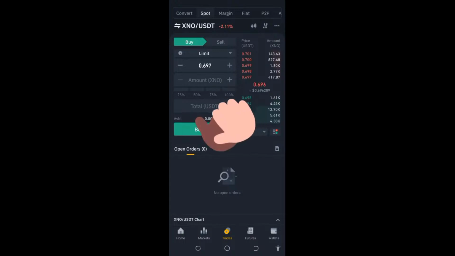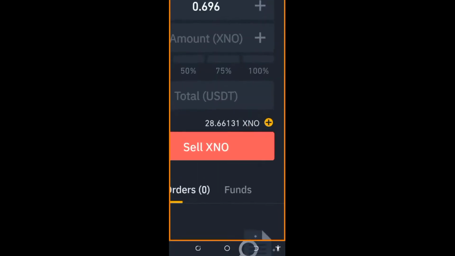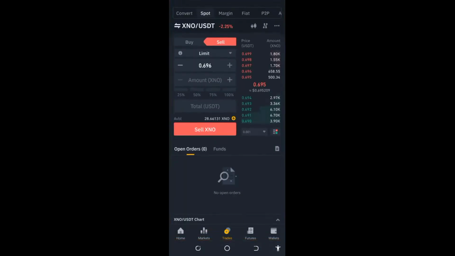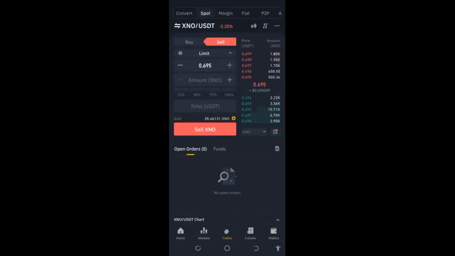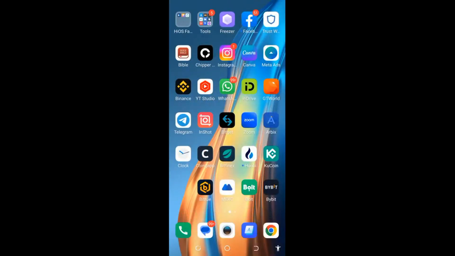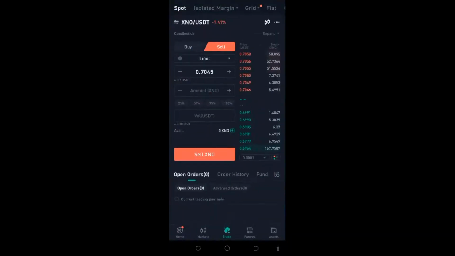Awesome. Right now it has already bought. Okay, so what do we have here? We've got 28.66. So let's quickly rush over to send this over to KuCoin. Let's not waste any more time. We're going to KuCoin. What's going on here? I can see that the price is going down, but no problems. Well, we are already here, so let's go ahead and send it over.